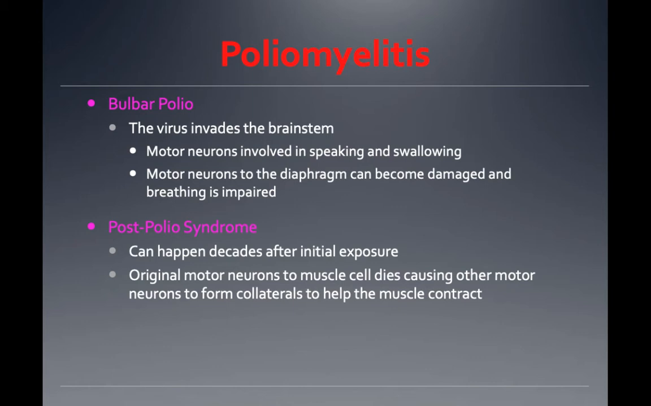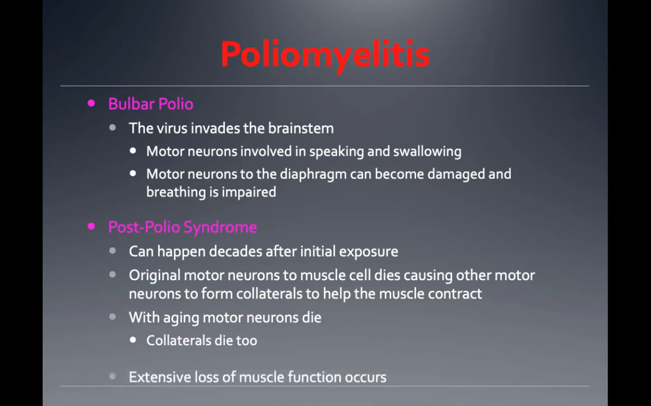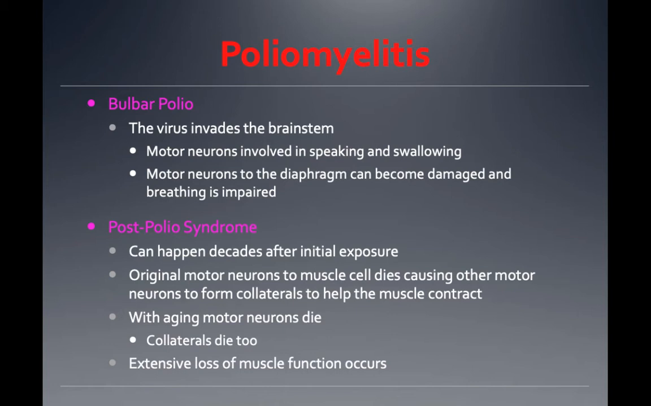However, in order to prevent too many muscle cells from dying, other motor neurons are going to form collaterals. Usually you have a motor neuron stimulating a muscle cell, and this motor neuron can now start stimulating multiple muscle cells and allow those muscle cells to contract. However, as anybody ages, motor neurons die. So you may have this one motor neuron that has multiple collaterals and is stimulating multiple muscle cells. Because a person ages, that one motor neuron dies. Instead of it only causing problems with one muscle cell, now it causes problems with multiple muscle cells, and you have this extensive loss of muscle function.